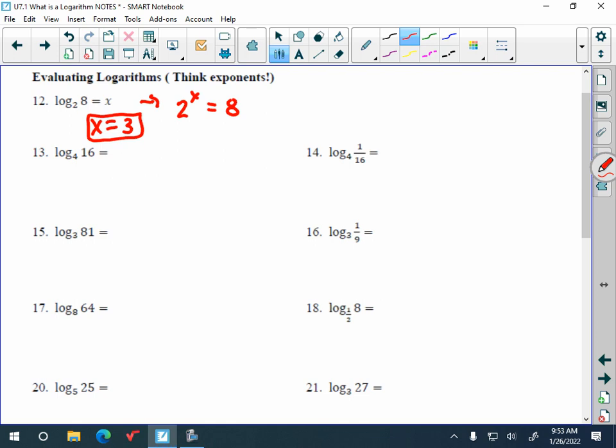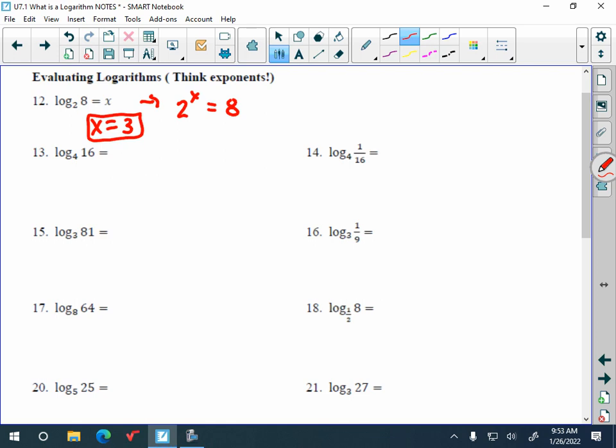So what you're doing is, instead of having to write this out every time, you're really going to do it in your head. So when you think of this in your head, always look at the base first and ask yourself, 2 to what power equals 8? That's all you're looking for. We're looking for the exponent. And that's what this says right here: 2 to what power equals 8. You're just doing this part in your head.